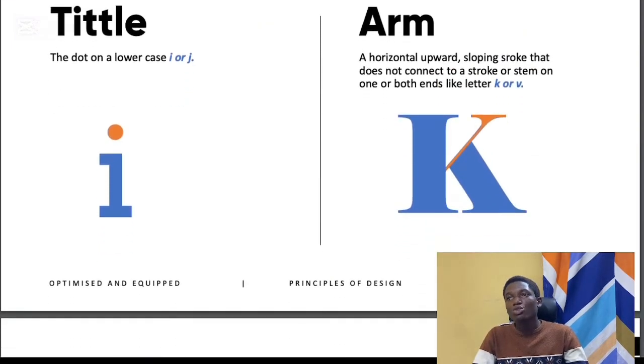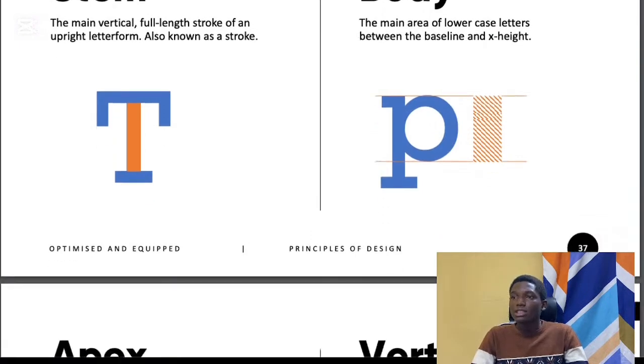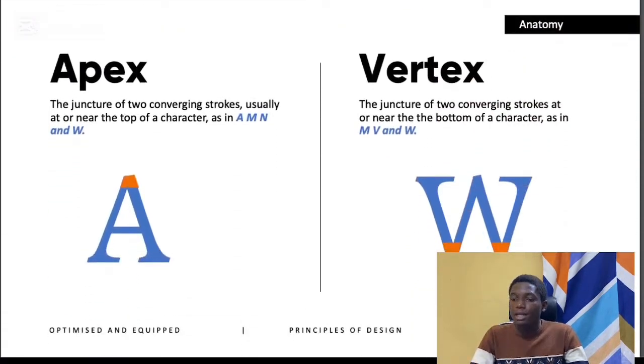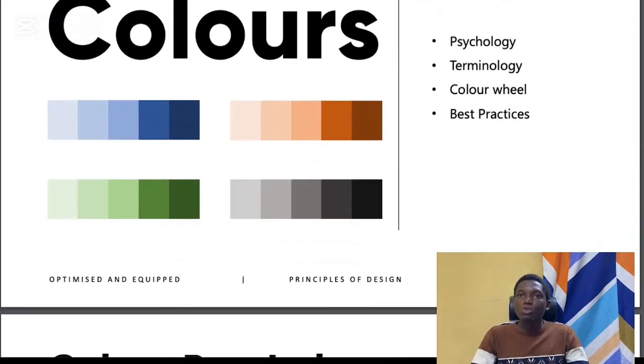of a lowercase letter. We have the tittle, we have the arm. The arm is just like the hairline, but it must be up. We have the stem, we have the body, and we have the apex, we have the vertex.